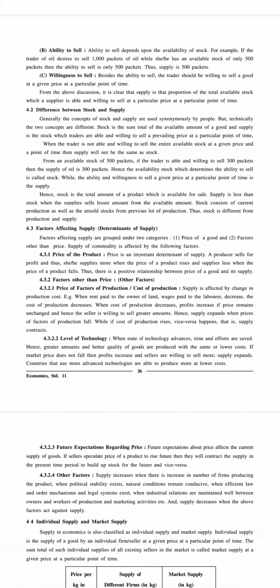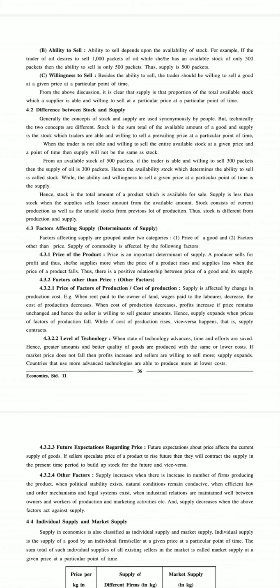Now in the book they have given you an example, that is when the rent paid to the owner of land and the wages paid to the laborer decrease, the cost of production decreases. That is, when the rent is made less and the wages amount is reduced, automatically the cost of production for making that particular product will reduce. So when the cost of production decreases, the profit will increase. We can also say the supply will expand when the prices of factors of production fall, and when the cost of production rises, vice versa will happen.